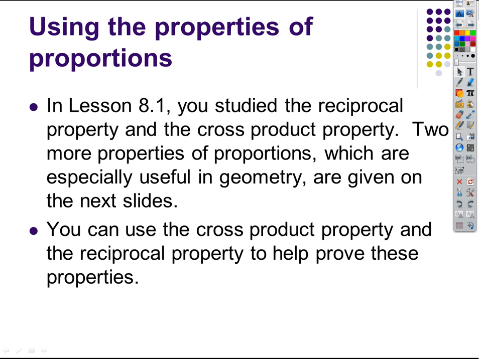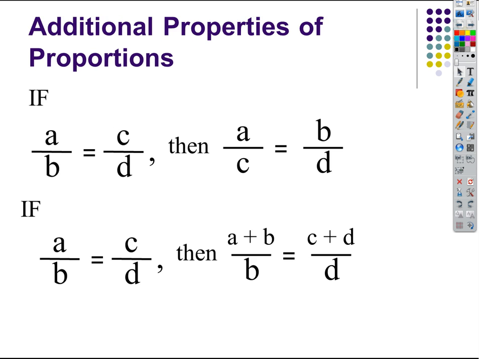Okay, so we already know about the cross product property. A couple other properties we want to be aware of. These two are going to show up on the assignment. So look what this first one is saying. It's more important to see what you can do than know the formula.